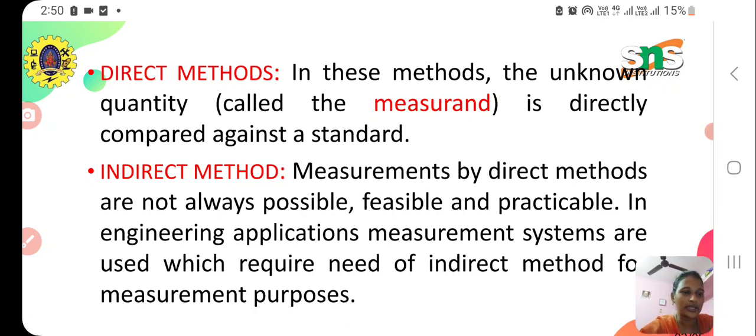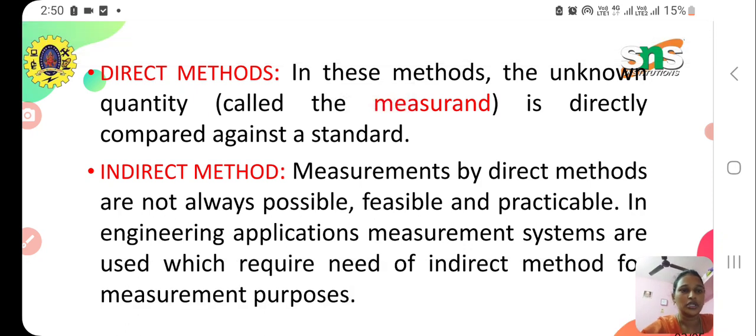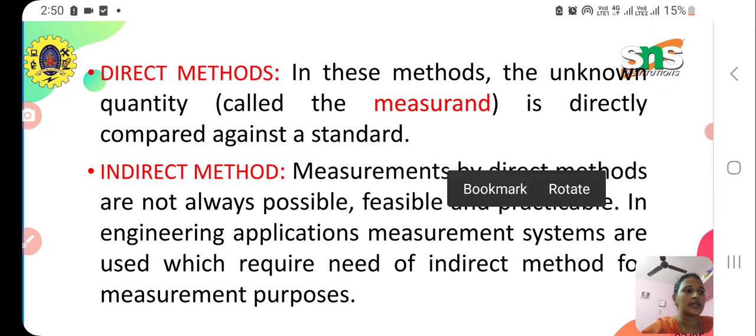As discussed in the examples in a previous video, if I draw an unknown line, that is the measurand for which the length is to be measured. I directly measure the measurand, the unknown line, against a standard, which is the scale. That is a good example of the direct method. Direct methods are common for measuring physical quantities such as length, mass, and time. It involves no mathematical calculations to arrive at the results, for example, measurement of length by a graduated scale.